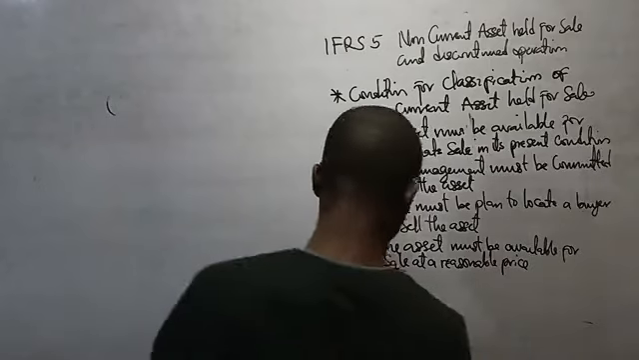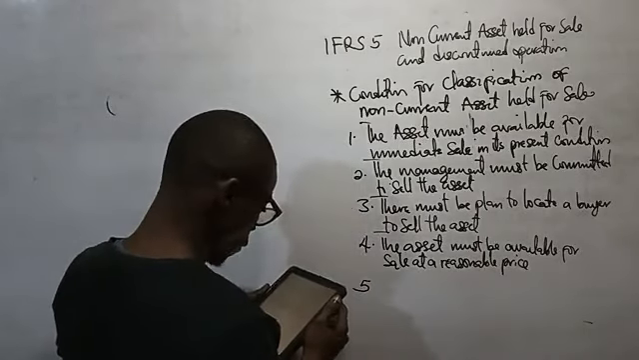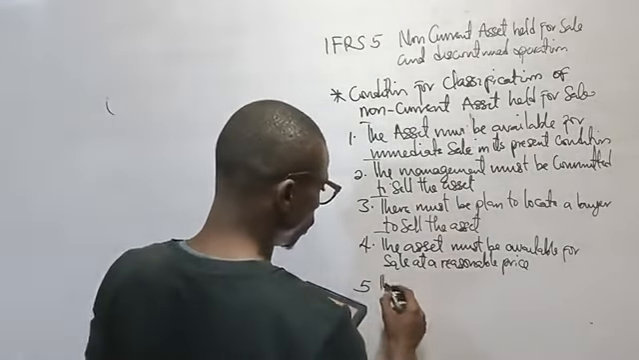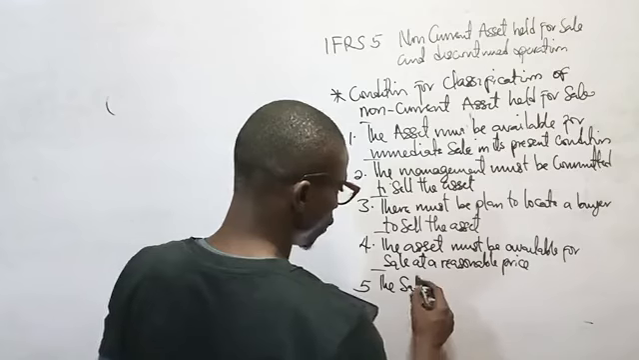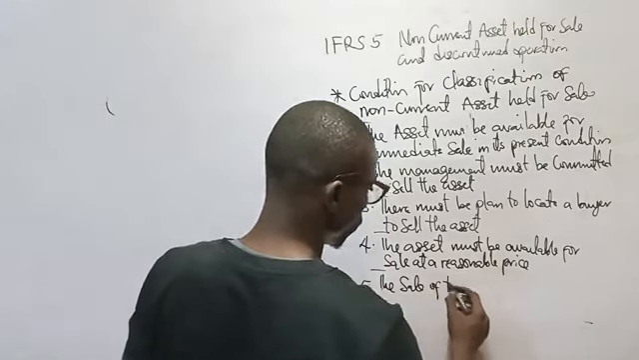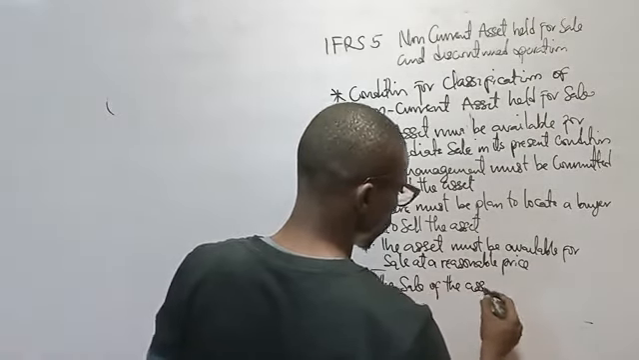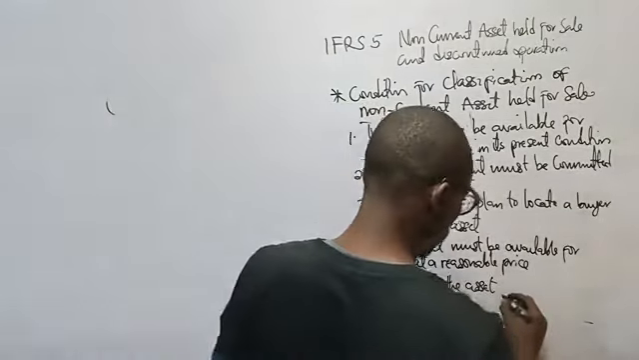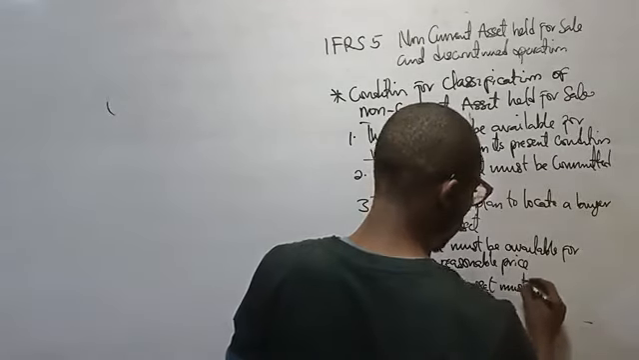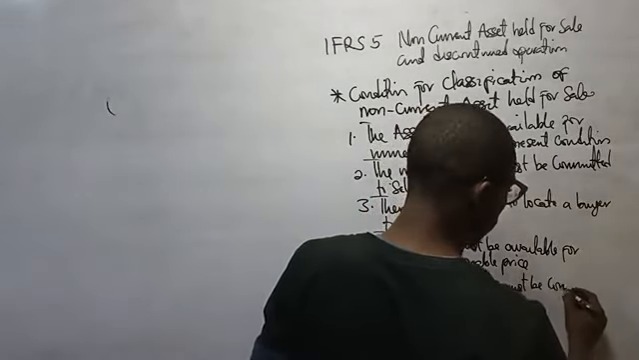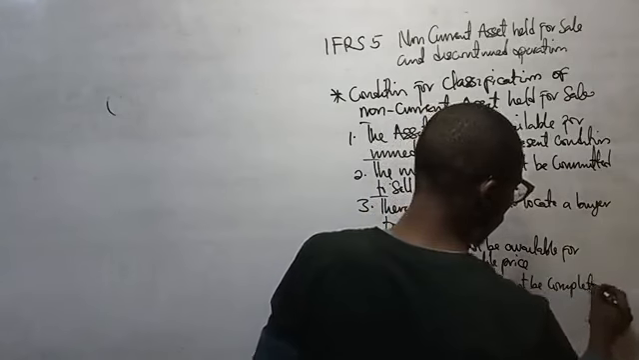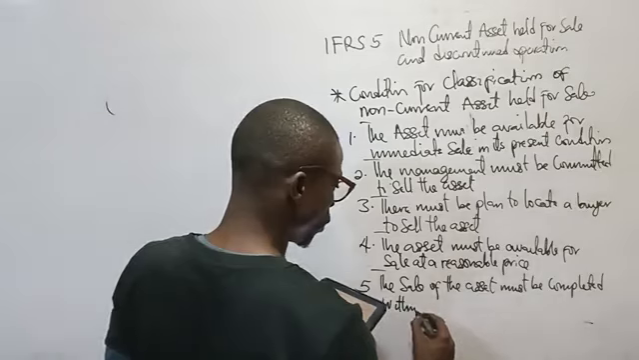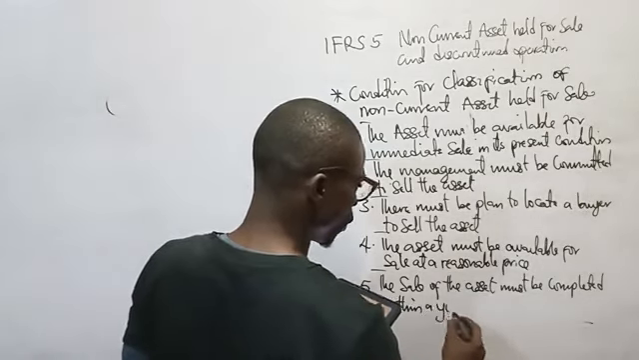So let's go to 5. The sales of the asset must be completed within a year.